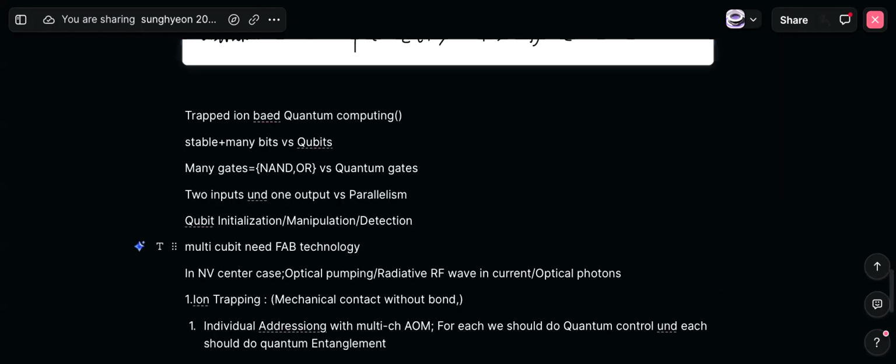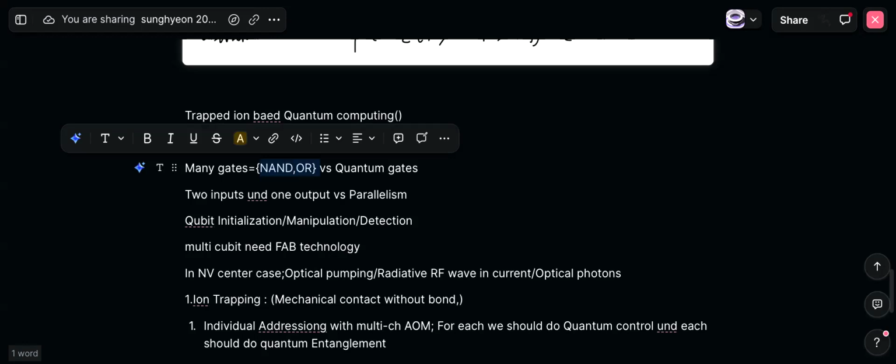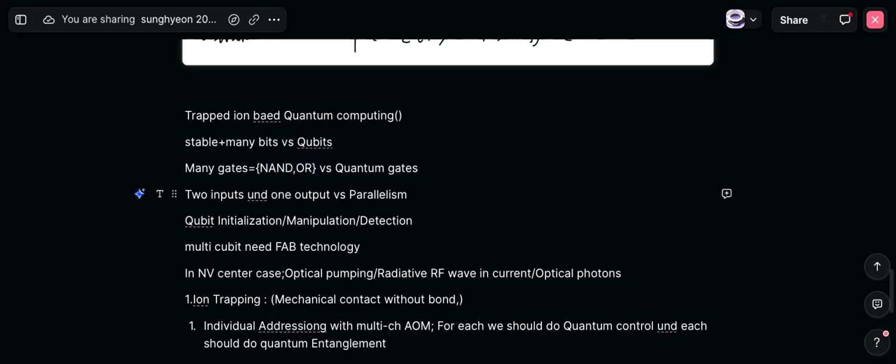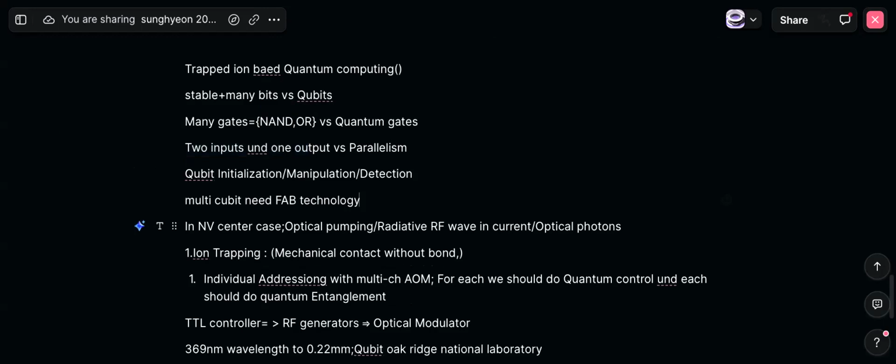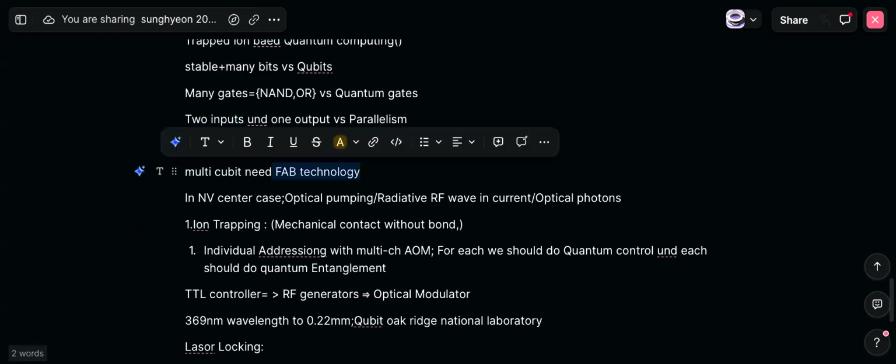And also some hardware things. There's trapped ion quantum computing. The difference between classical computer and quantum computer is qubit versus stable bits, and quantum gates versus NAND and OR gates. They can make a universal gate with just both, and parallelism between two inputs and one output. And for quantum, when you really implement a quantum computer, three steps are needed: quantum initialization, manipulation, and detection. For each step, each company can use different technology, and fab technology is really important.